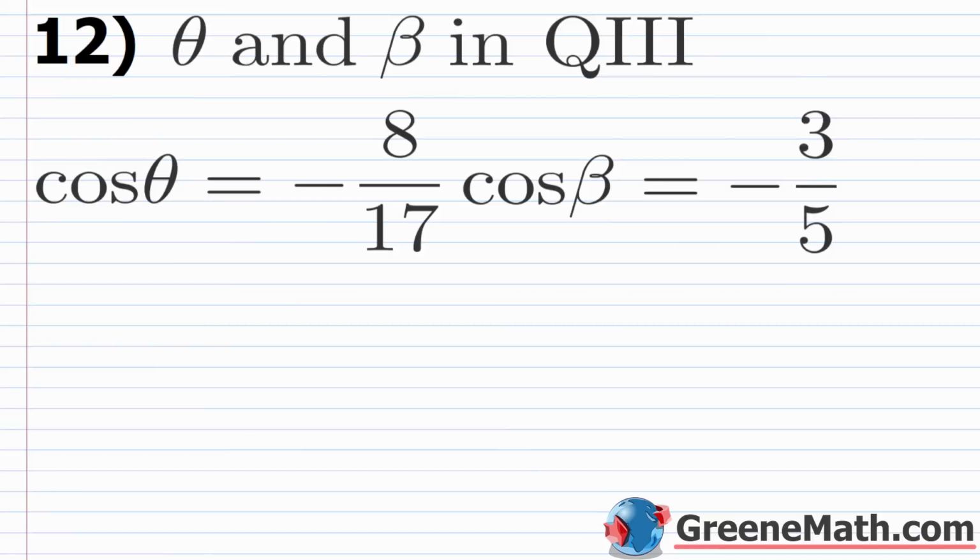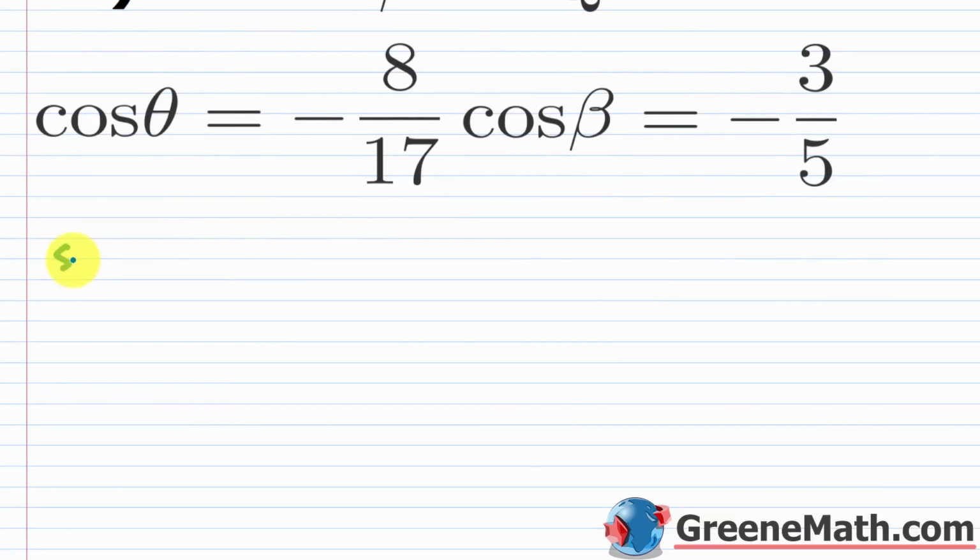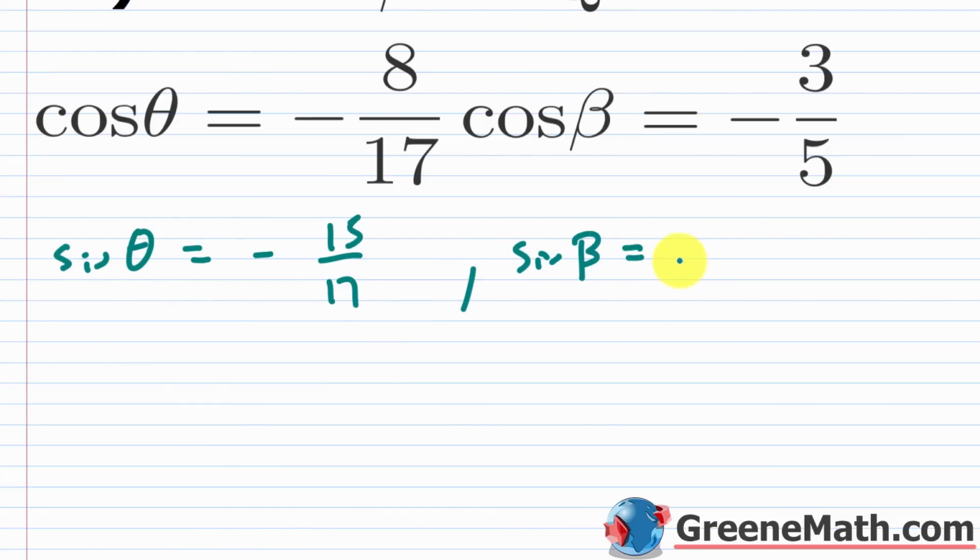So again, let me come down here and just say that the sine of theta would be what? Again, if this is 8 and this is 17, forget about the fact that it's negative, you would have 15 and 17. Think about your quadrant. You're in quadrant 3, so sine is negative, so this is negative 15 over 17. Then for the sine of beta, again, if I'm in quadrant 3, sine is negative, and again, you have 3 and 5, so you want 4 over 5, right? Again, 3, 4, 5 right triangle, 8, 15, 17 right triangle. That's where I'm getting that from.